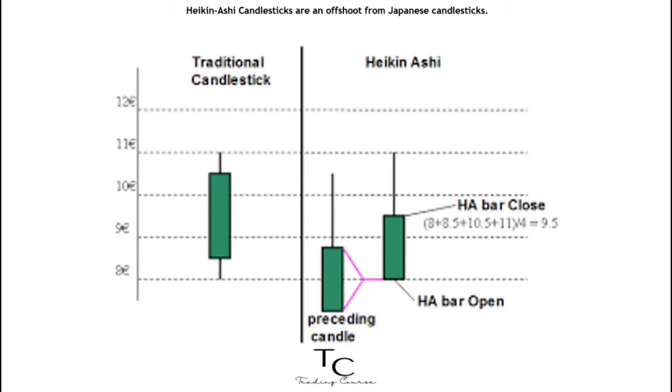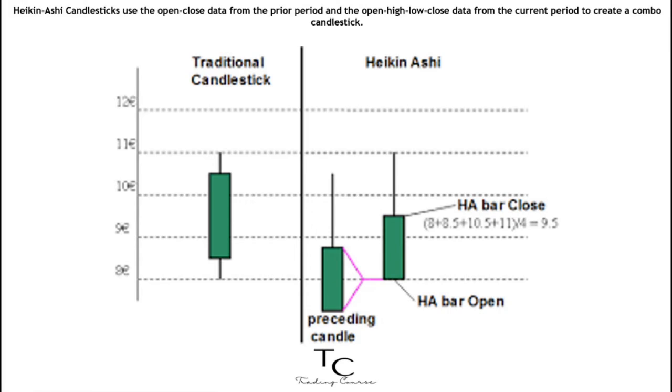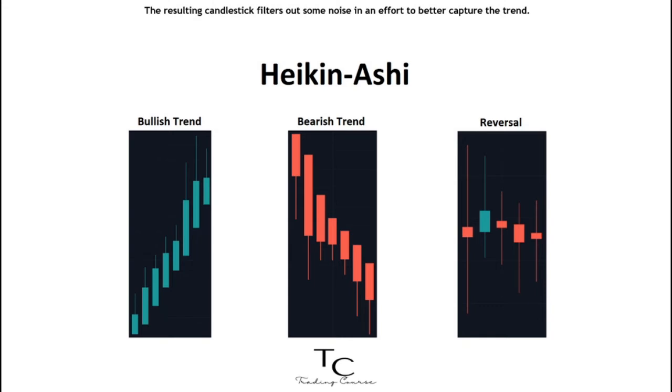Heikin Ashi Candlesticks are an offshoot from Japanese candlesticks. Heikin Ashi Candlesticks use the open-close data from the prior period and the open-high-low-close data from the current period to create a combo candlestick. The resulting candlestick filters out some noise in an effort to better capture the trend.